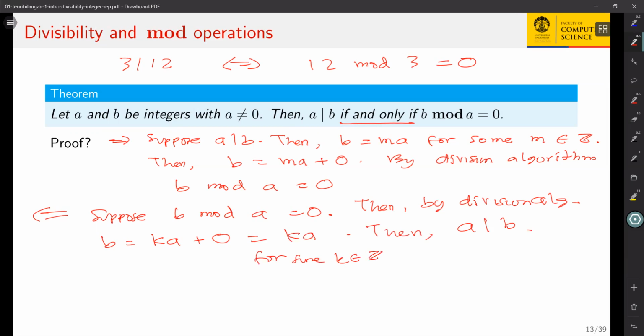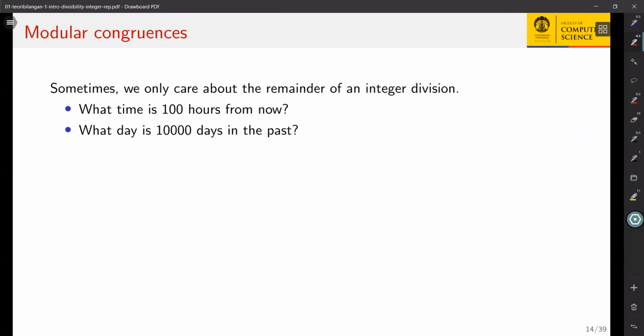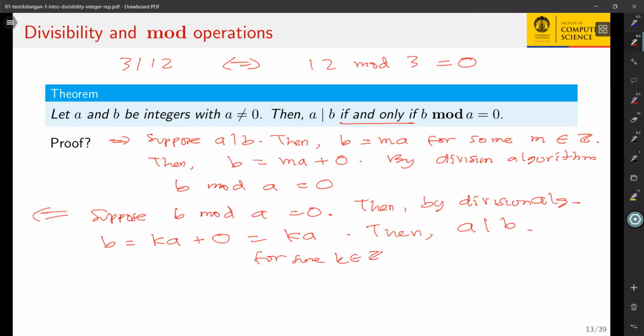So that's how we prove this statement. So this is very easy. Good. Now, this established a clear relationship between divisibility and modular operations. Now, after we understand divisibility and modular operations, the next step is to use these modular operations. Essentially, we get what we call modular arithmetic. So we could do something with mod here, right?